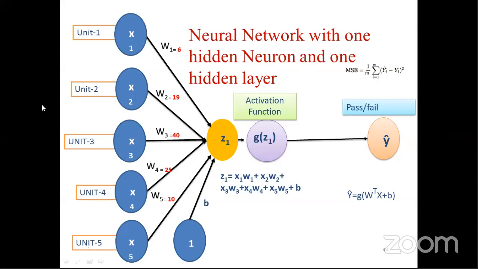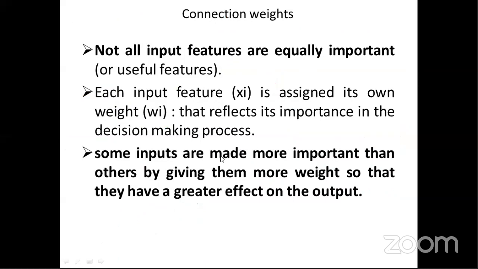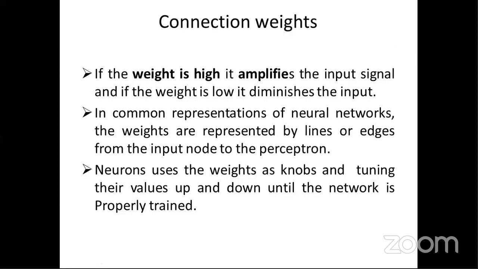Here, which are the significant inputs? x2, x3, x4. So you give those significant inputs higher weights. Wherever you give higher weights, they will dominate the entire process. So some inputs are made more important than others. How? By giving them more weight so that they have a greater effect on the output.